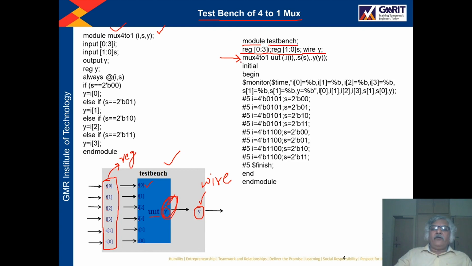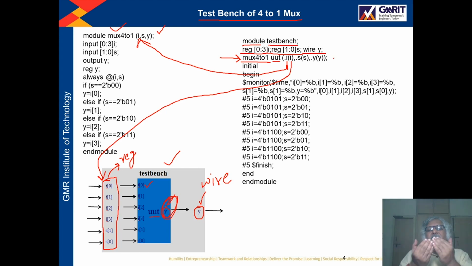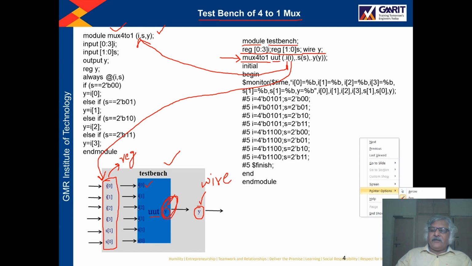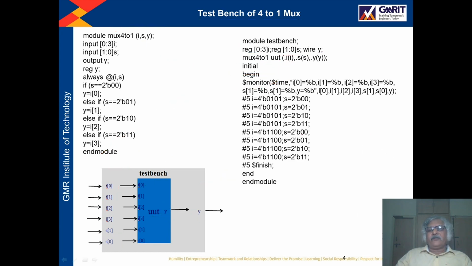So the name of the unit under test is MUX 4 to 1. This is UUT dot I. So whatever you write first, this is the port of the unit under test, and inside the bracket whatever you write, that is the port of the test bench, right? So in this way we have done the instantiation. Instantiation means linking, right? It is a linking of the ports of the unit under test and the test bench. Okay, so all these things we have already discussed in previous classes also.